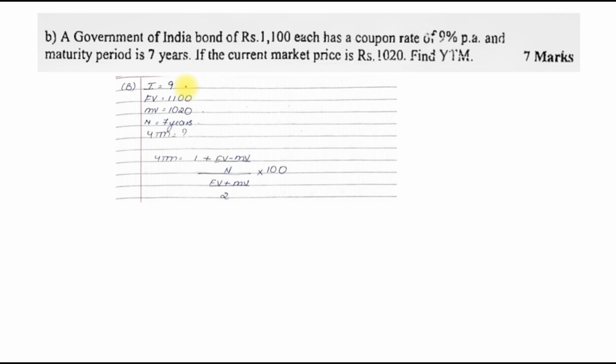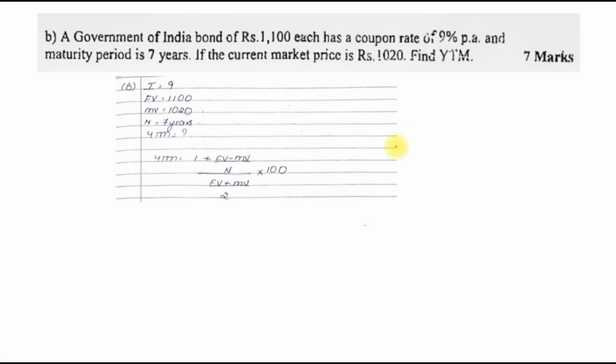They are giving you 9%. Face value is 1100. Market value is 1020. Number of years is 7. Okay, the formula of YTM is I plus face value minus market value upon n, the whole thing upon face value plus market value upon 2, into 100.